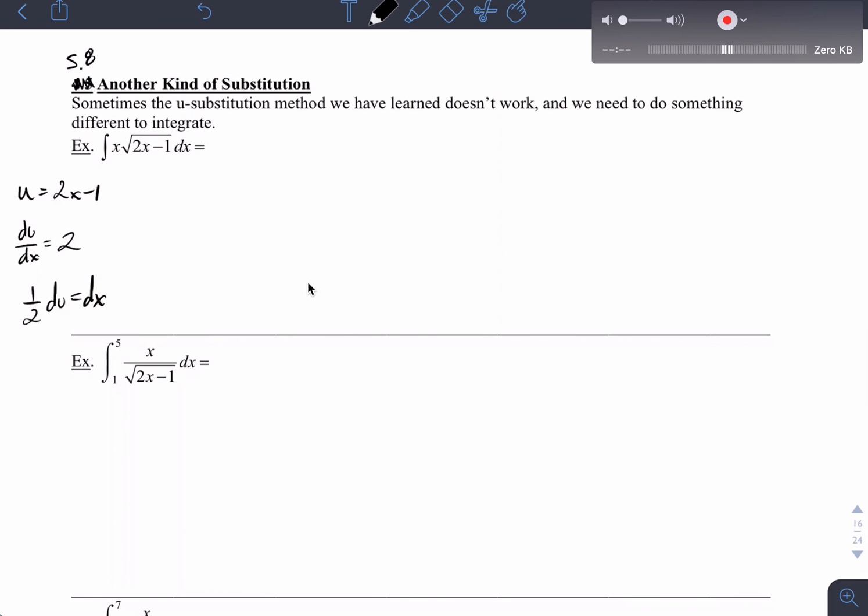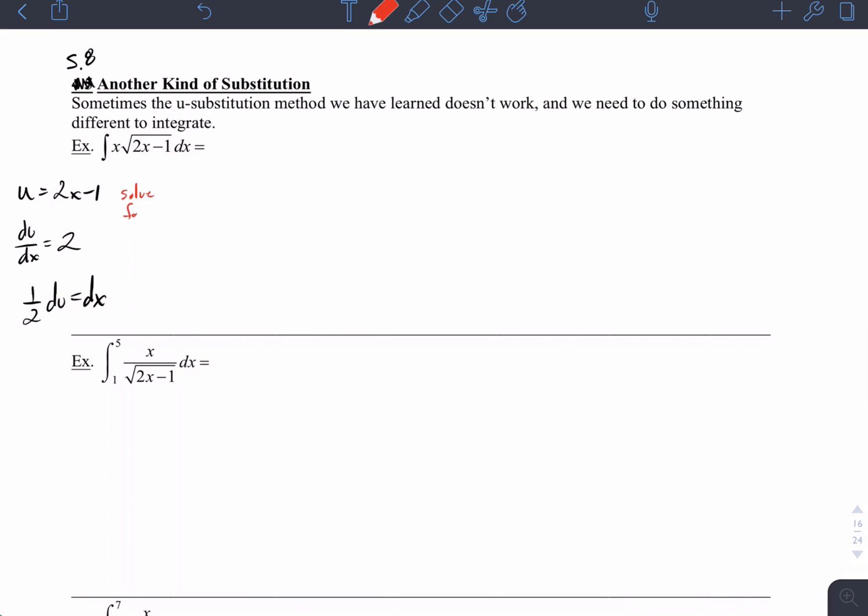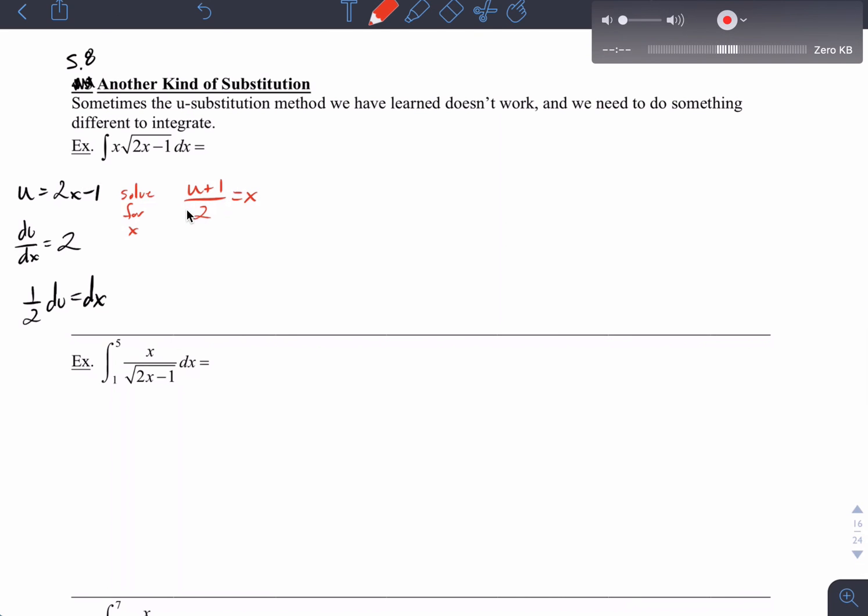So here's what you're going to do. Here's the new step. I'll do it in red. You're going to replace this x with something and the 2x minus 1 with something. So you're going to solve for x using the u. So when you do that, you add 1 to both sides and you divide by 2. So that equals x. Okay. So now it's like a double u sub.